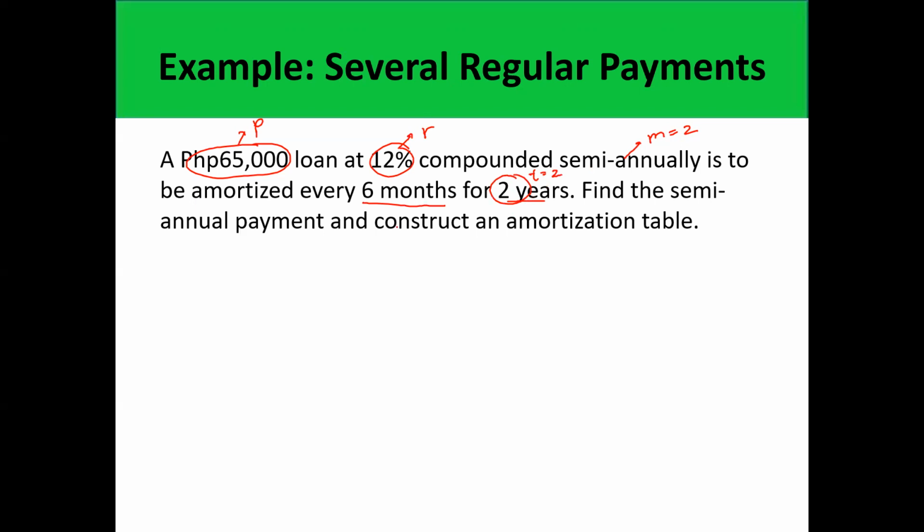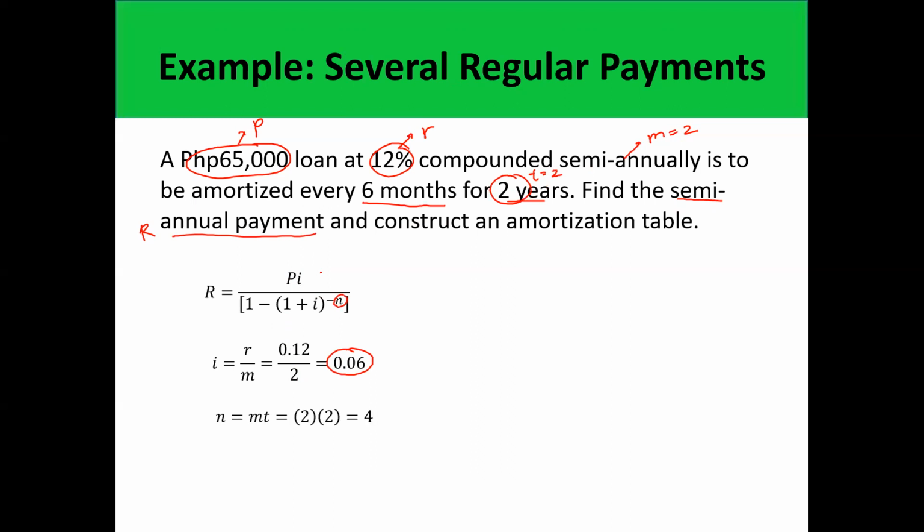So to compute for the semi-annual payment, that's going to be capital R, and it's given by the following formula. And we know that i is equal to r over m. So that's going to be 0.12 over 2, which is 0.06. And then n is computed using m times t.